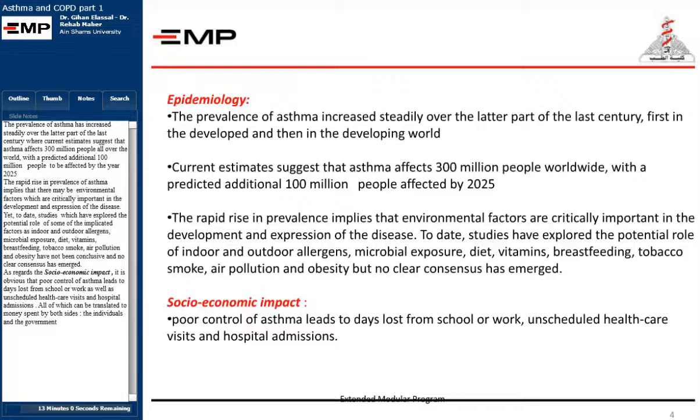The rapid rise in prevalence of asthma implies that there may be environmental factors which are critically important in the development and expression of the disease. Yet, to date, studies which have explored the potential role of some of the implicated factors, such as indoor and outdoor allergens, microbial exposure, diet, vitamins, breastfeeding, tobacco smoke, air pollution and obesity, have not been conclusive, and no clear consensus has emerged.